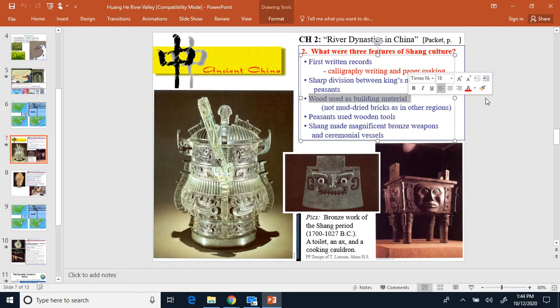Go ahead and make it 2 and write down wood used as a building material. So 2, wood used as a building material. So we're done kind of using mud brick now. By the time we get to the Shang Dynasty, now we're into making buildings purely out of wood.